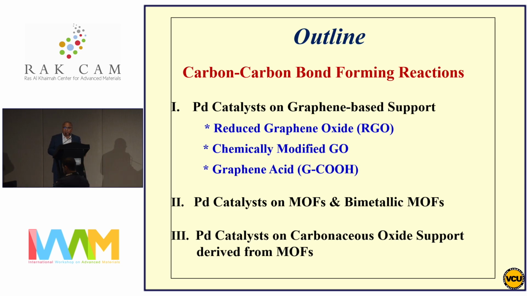I'm going to give a background about carbon-carbon bond formation. Then I will speak about developing palladium catalyst on graphene-based materials. That includes graphene oxide, reduced graphene oxide, chemically modified graphene oxide, and then graphene acid, which is a relatively new material that can also be used as a support for palladium nanoparticle catalyst.